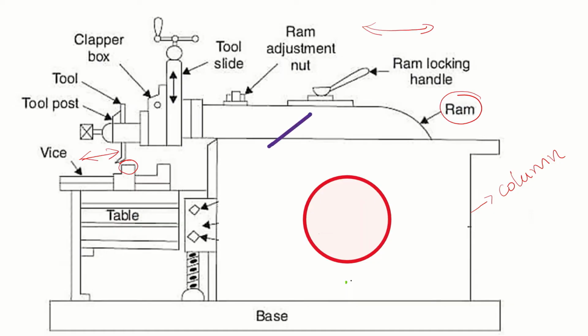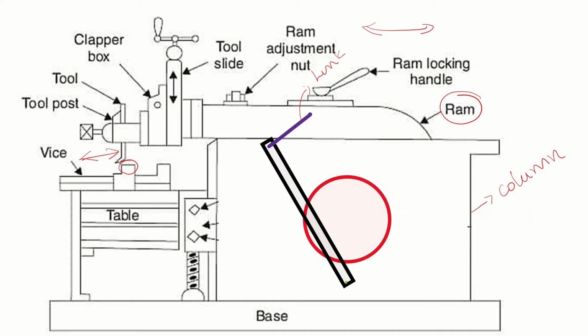Here you can see this is actually a link which connects the slotted lever. This is the slotted lever, this black colored one. And this slotted lever is connected to the ram by a link. This is the link, this one. This is the connecting link which connects the ram and the slotted lever. So we have seen the crank, the slotted lever, and the link which connects the two.